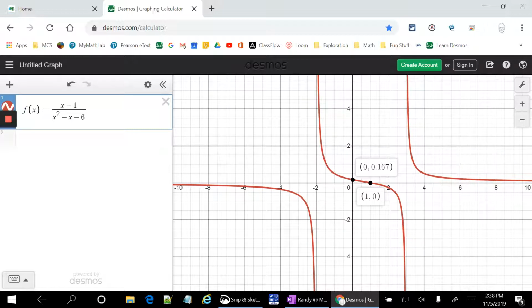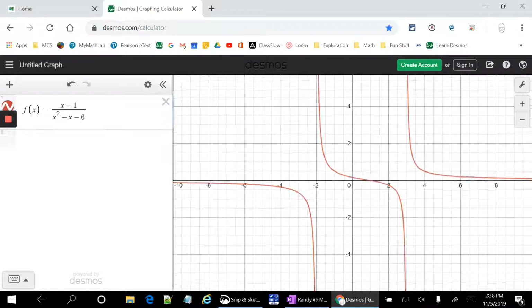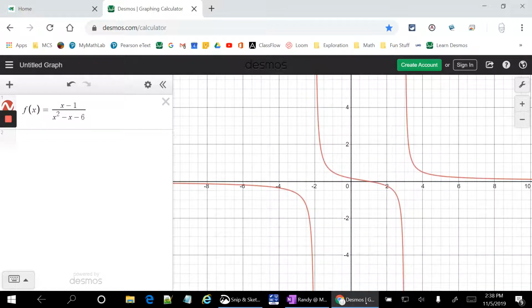Right, which we figured out from the numerator, x minus 1. And then our vertical asymptotes look like we figured out: positive 3 was a vertical asymptote and negative 2. x equals 3 and x equals negative 2 were the asymptotes. And once again, we had y equals 0 as the horizontal asymptote.